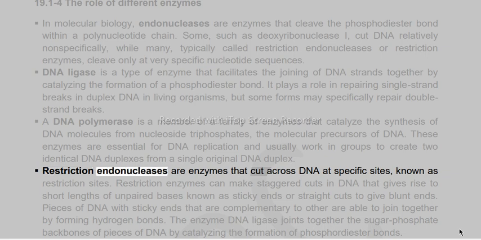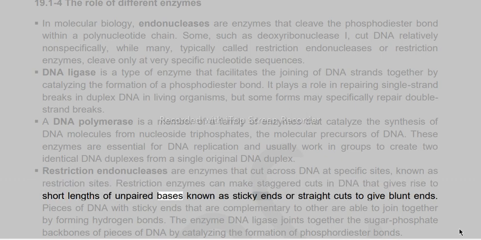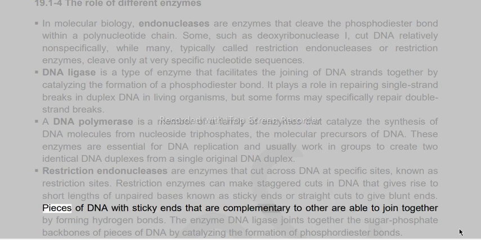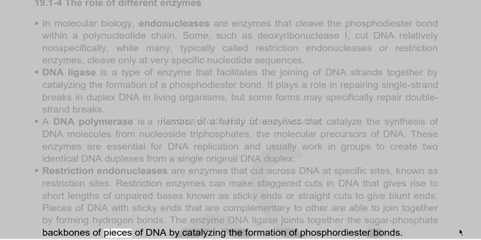Restriction endonucleases are enzymes that cut across DNA at specific sites, known as restriction sites. Restriction enzymes can make staggered cuts in DNA that give rise to short lengths of unpaired bases known as sticky ends, or straight cuts to give blunt ends. Pieces of DNA with sticky ends that are complementary to each other are able to join together by forming hydrogen bonds. The enzyme DNA ligase joins together the sugar phosphate backbones of pieces of DNA by catalyzing the formation of phosphodiester bonds.